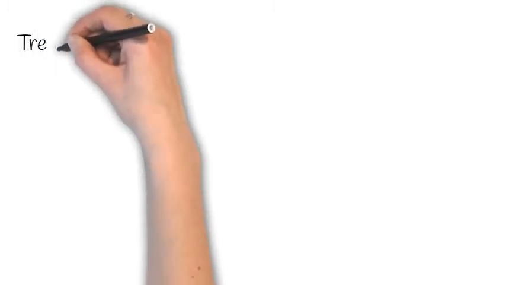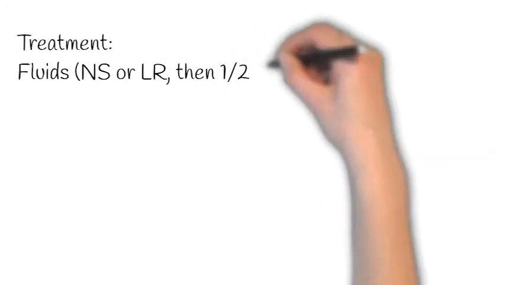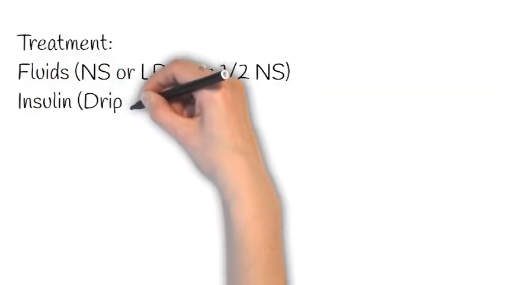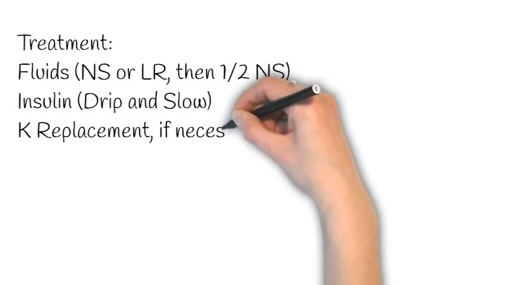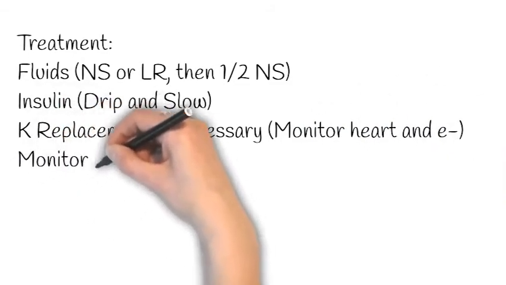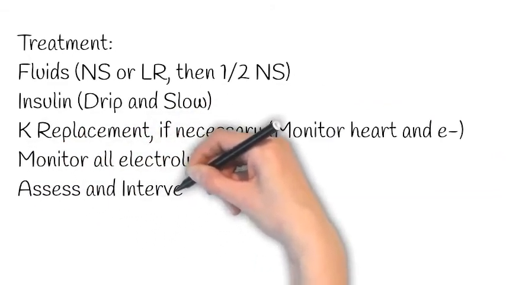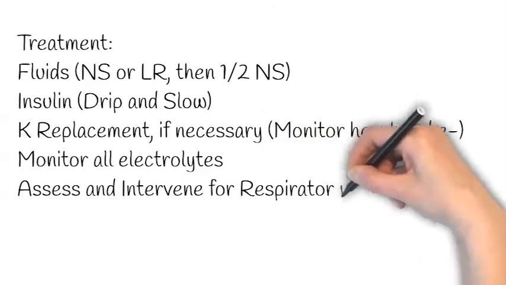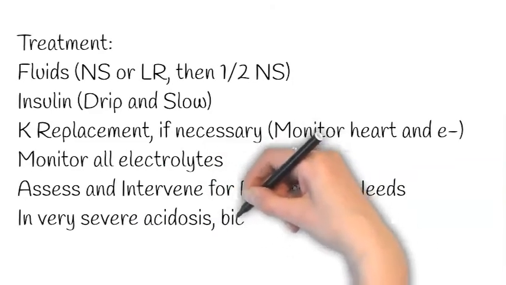Collaborative interdisciplinary treatment includes starting normal saline or lactated ringers for at least a liter, and then half normal saline, followed by an insulin drip, nice and slow, K replacement, so potassium replacement if necessary. Monitor all of those electrolytes, okay? Assess and intervene for respiratory needs. In very severe acidosis, sodium bicarb is sometimes given.